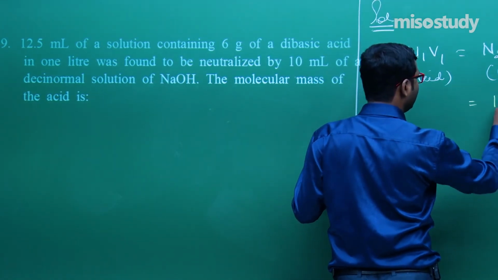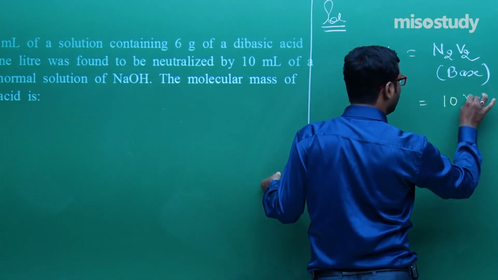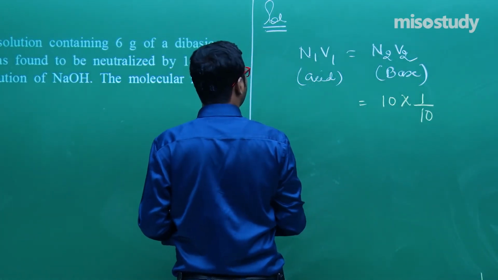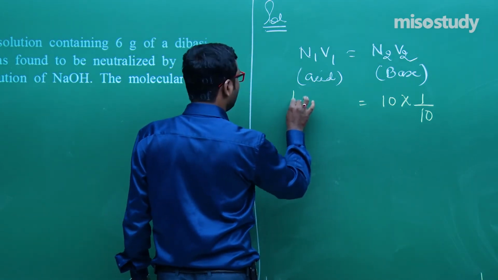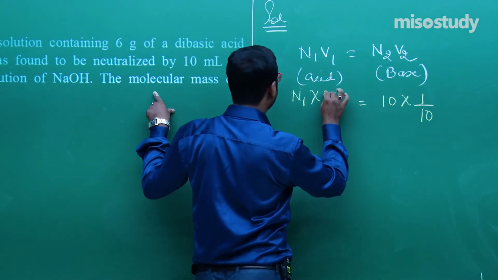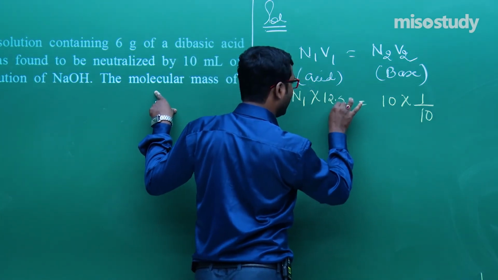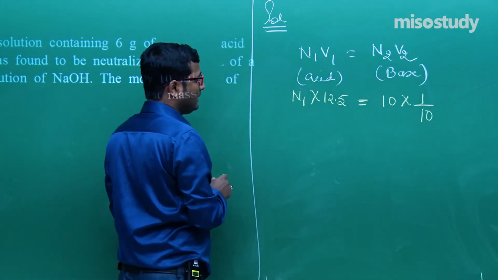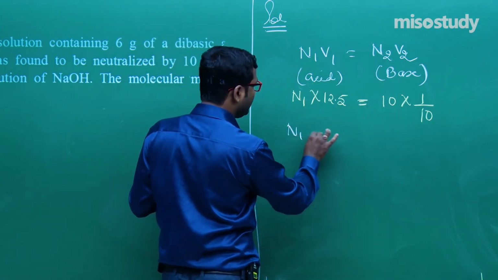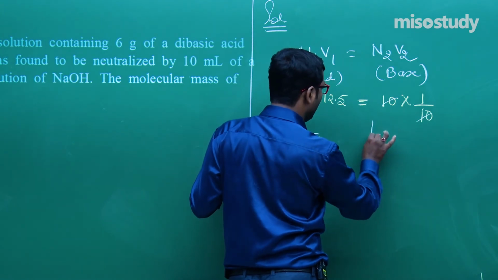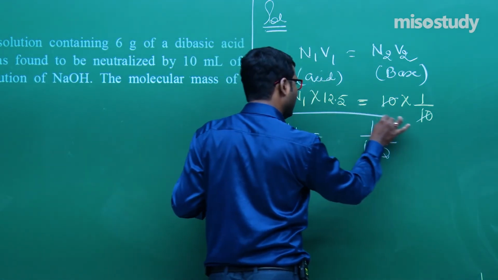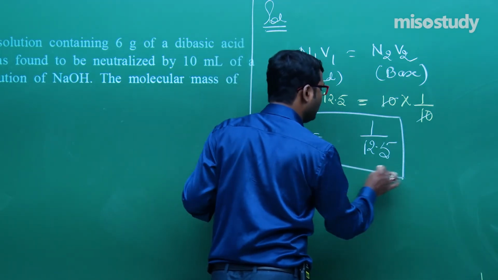Now put the value: 12.5 ml of the dibasic acid solution, neutralized by 10 ml of deci normal, that is 10 times N2, where N2 is 1 by 10. What is the normality? We do not know. Put here N1 into V1. V1 is 12.5. Is it clear to you? Now, what will be the value of N1? This one is cancelled, so N1 is equal to 1 upon 12.5. This is the normal equation.